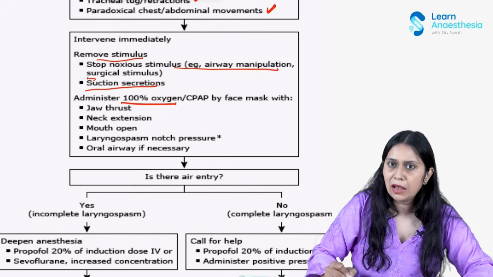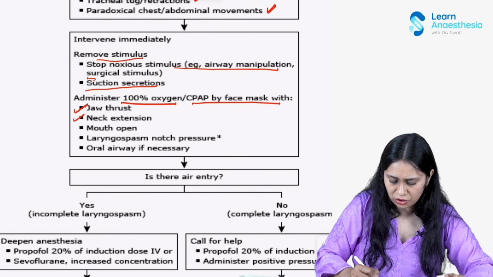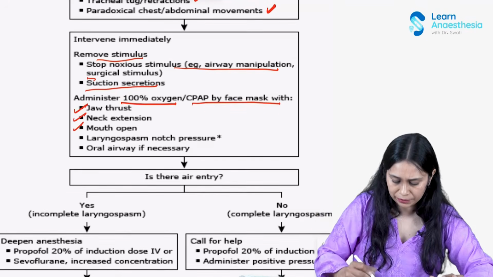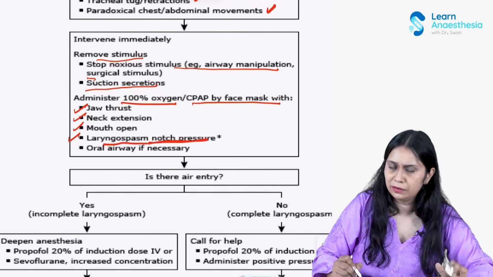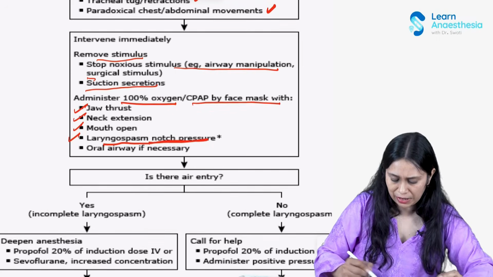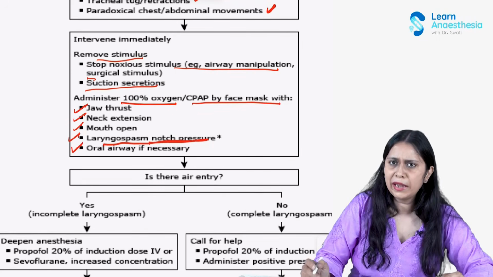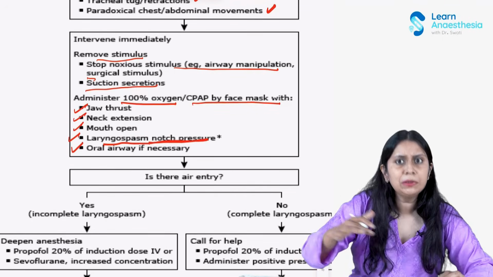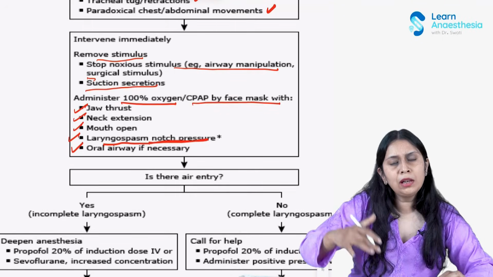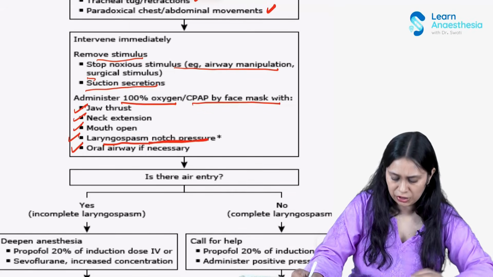100% oxygen, CPAP by face mask with jaw thrust, neck extension and mouth open. All this will open the airway. Laryngospasm notch pressure or Larson's maneuver, which I just now discussed, we can apply that. And we can put an oral airway if it is necessary after deepening the plane of anesthesia. If you haven't deepened the plane of anesthesia, the oral airway can further cause the stimulation.